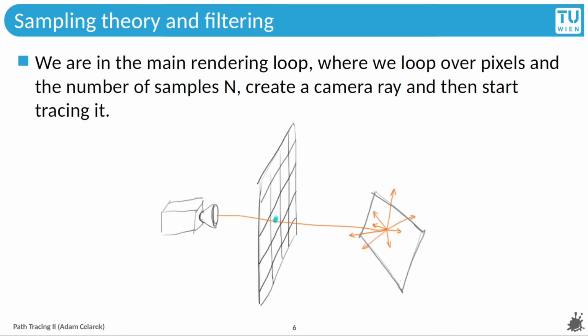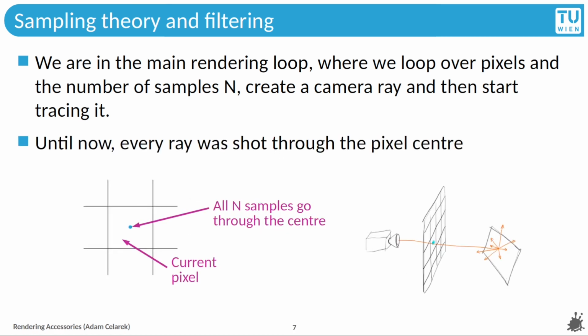Let me give some context about where filtering happens. It is applied in the image coordinate system where we see the pixels. That means that it lives in the main rendering loop where we walk over pixels, in contrast to how we lived in the first part of the path tracing lecture, the recursive part. Okay, we are in the main rendering loop where we go over all pixels and the number of samples n, create a camera ray and start tracing it.